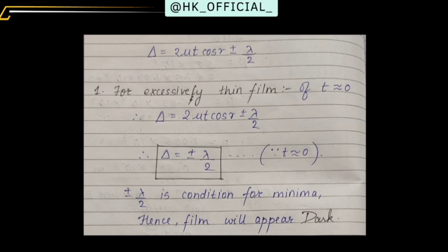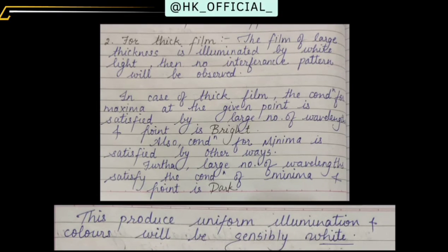I have written that T is approximately equal to 0, that is thickness, and if we put T equal to 0 in our path difference formula, delta is equal to 2 mu t cos r plus minus lambda by 2, we will get delta is equal to plus minus lambda by 2. Simple. And we know that this plus minus lambda by 2 is the condition for minima. Now as it is the condition for minima, the film will appear dark. Super simple. So for excessively thin film, our film will always appear dark. Now let us see what would happen for the thick film.